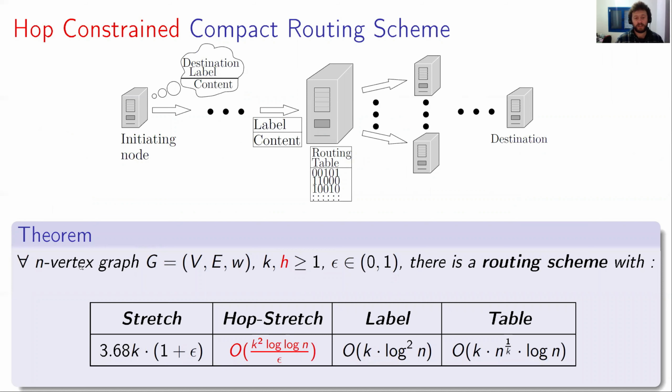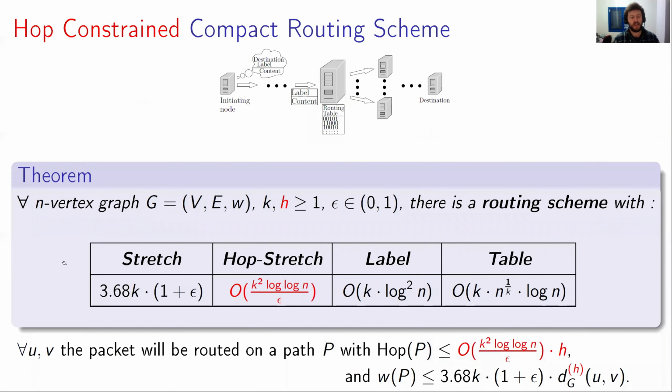For any n-vertex graph G and some parameters k, h and epsilon, there is a routing scheme with label size of k log squared n. This is the label size here. And the table size, the local knowledge, is k times n to the 1 over k. So, to recount in words.